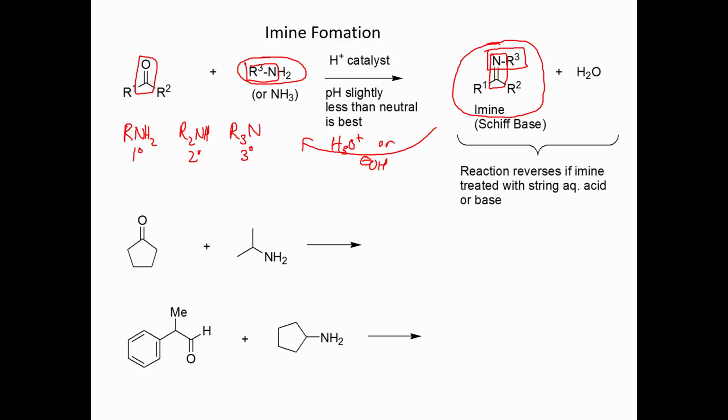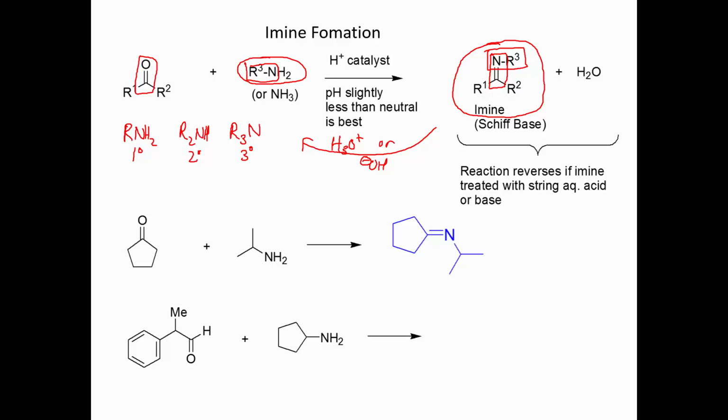So let's look at these two examples here and try to predict what the product is going to be. Again, you should work it out yourself, pause the video, and then restart it so you can see the answers. I'm going to go right into the answers. When we take cyclopentanone and isopropylamine, we're going to get this imine here. All that's happened is we replaced the carbon-oxygen double bond with a carbon-nitrogen double bond, and the R group that was attached to nitrogen in the starting material is attached to it in the product.